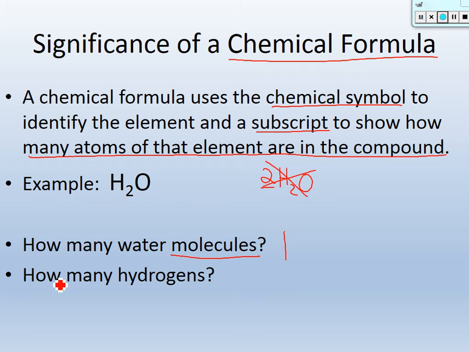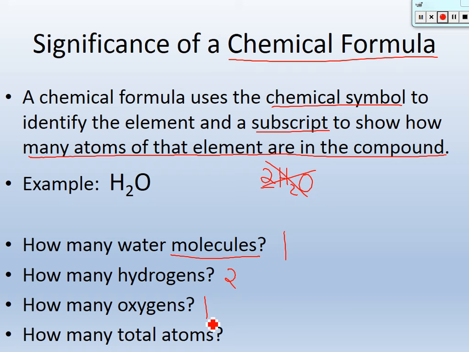How many hydrogens are here? 2. How many oxygens are here? 1. It's implied. How many total atoms are there in this molecule? There's 3. There's 2 hydrogens and there's 1 oxygen.